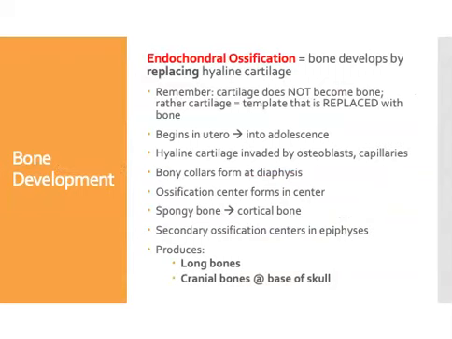Now compare that to the other type of ossification process in the fetus, which is endochondral ossification. Now, unlike the intramembranous variety, in endochondral ossification, the bone is going to develop by replacing the cartilage. So rather than seeing these ossification centers form in the mesenchyme, we're going to start to see bone actually replacing hyaline cartilage.